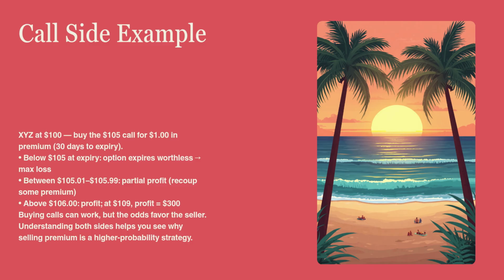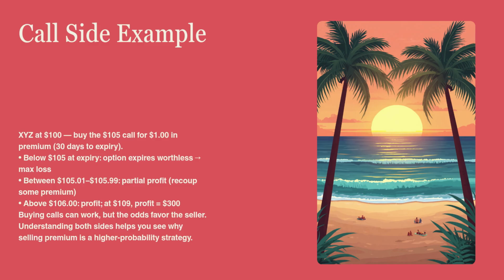105.01 and 105.99. So if it's 1 cent up to 99 cents in the money, you're going to have a partial recoupment of your money. You're still going to lose, but you're going to get some money back. So if it's at 105.01, you're going to get 0.01 back. So you'd receive $1 back. And that's all the way up to 105.99, you would get $99 back. Still lose money, but it's a partial premium recoupment.